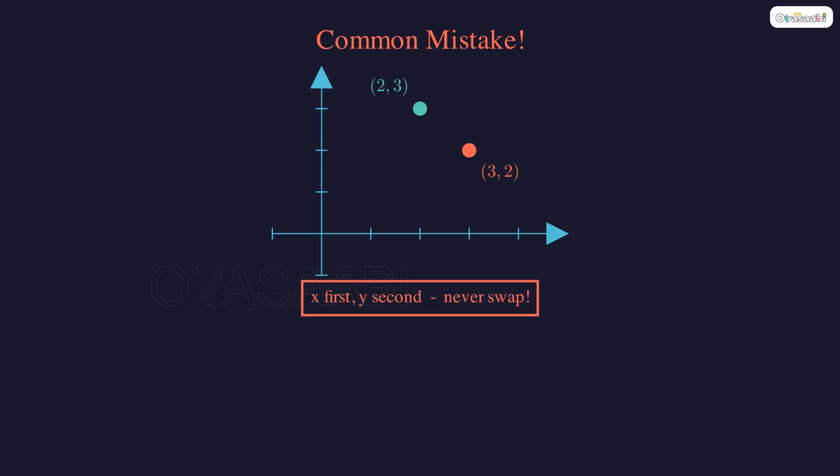Common mistake. 2, 3 and 3, 2 are different points. Remember, x comes first, y comes second. Never swap them.